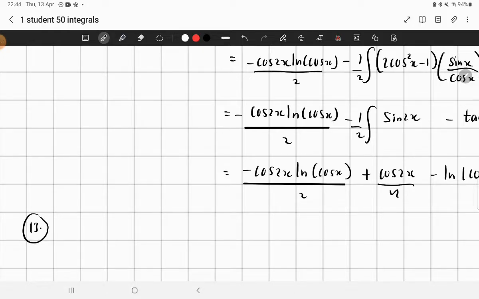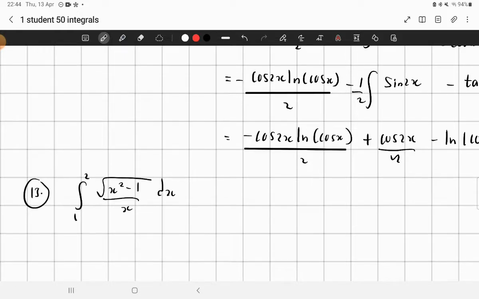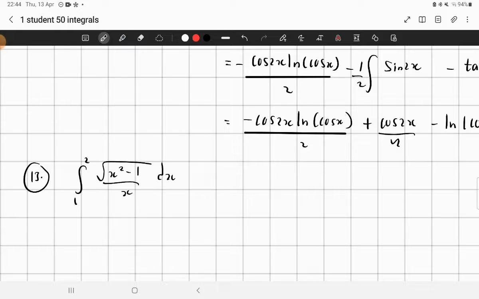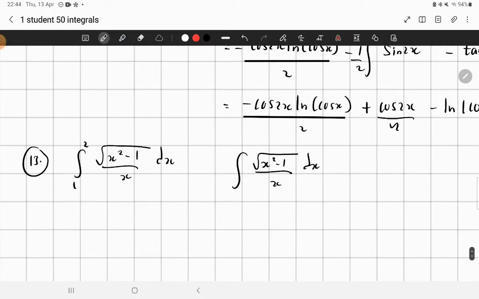Okay, question 13, we have the definite integral from 1 up until 2 of the square root of x squared minus 1 over x dx. Honestly, the only approach that I could think of is the trig substitution. So I'm going to create an indefinite integral first: the square root of x squared minus 1 over x dx. By letting x be secant of theta, which is suitable here, the derivative will be secant theta tangent theta.